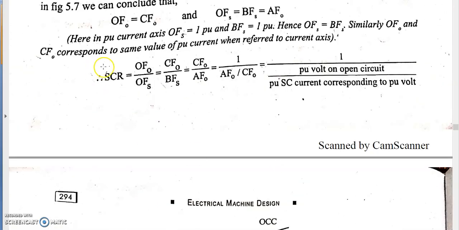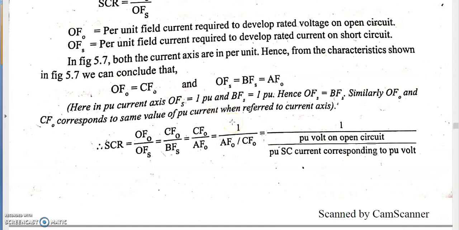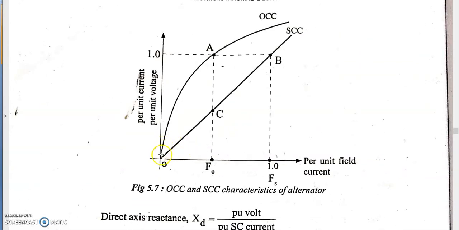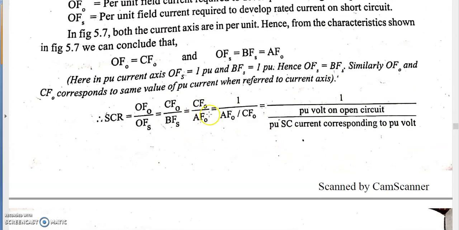Okay, so that can be defined either as O to F0 or O to Fs, because here it is defined in per unit. So this is a straight line, or linear one. So this O to F0 is also equal to this C to F0, and this O to Fs is also equal to this B to Fs, and that is also equal to A to F0. So A F0 or B Fs are both the same, and A F0 or B Fs are the same as this O Fs.